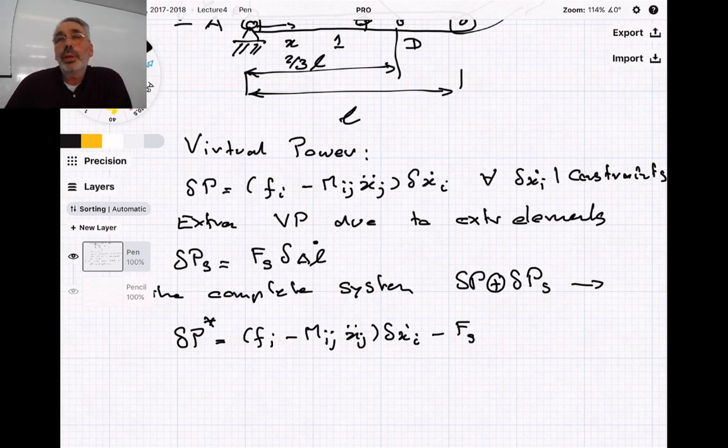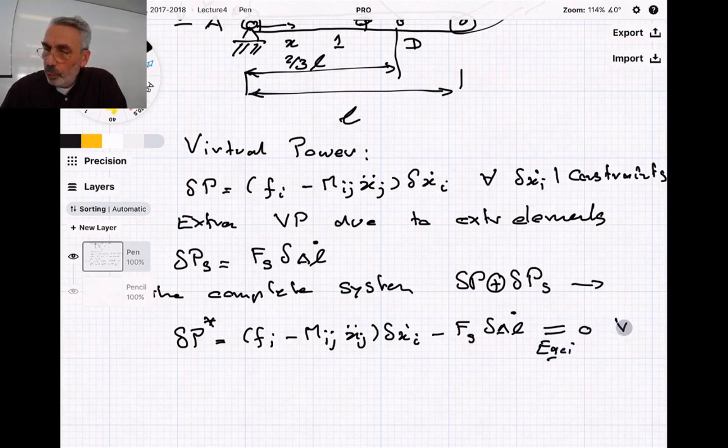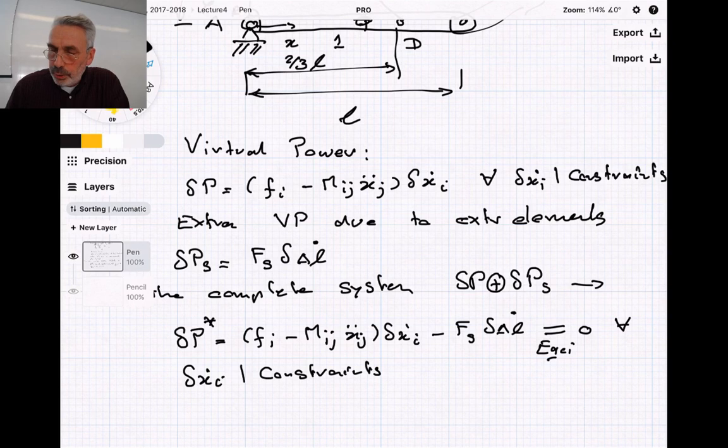In the end, you have to get your sign such that if you push an object, it will move in the direction which you push. If it moves in the other direction, you have to flip the sign. Yeah? So this is Fs times delta L dot. And of course, we say the system is in equilibrium. So this is the equilibrium statement. It is 0 for all virtual velocities, and again, the virtual velocities should fulfill all the constraints. All the joints should stay together.